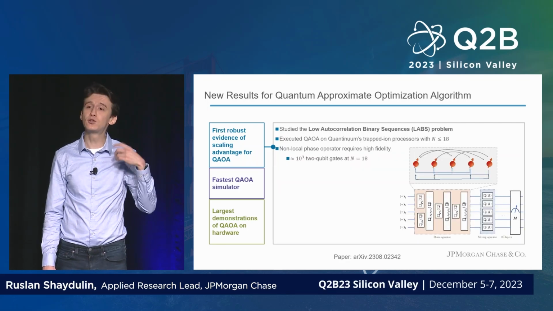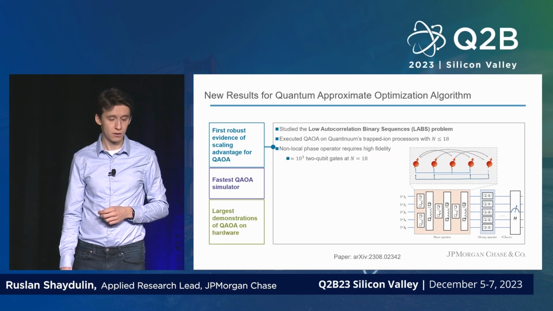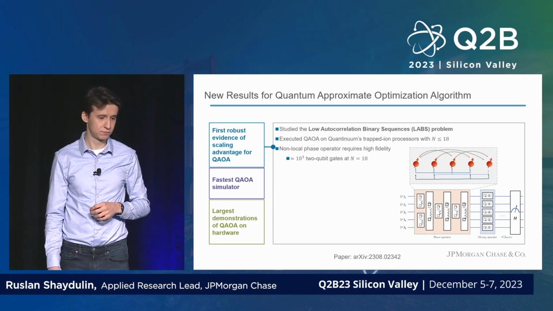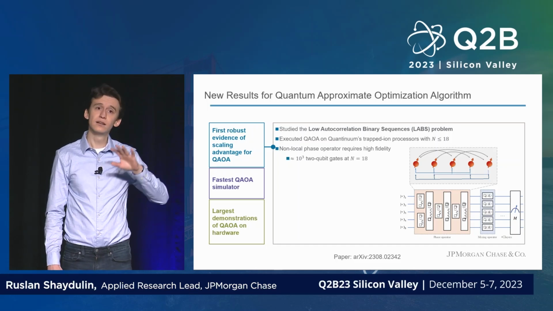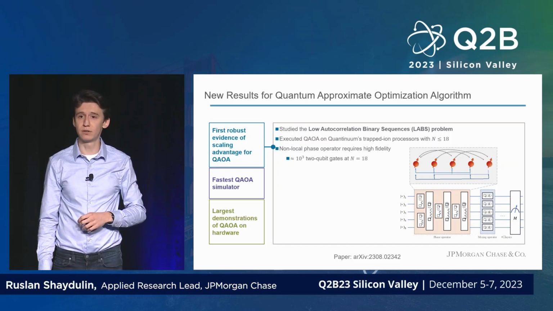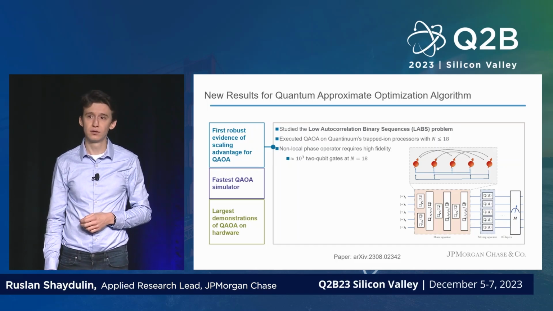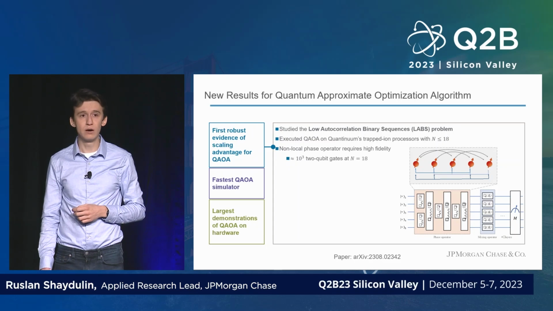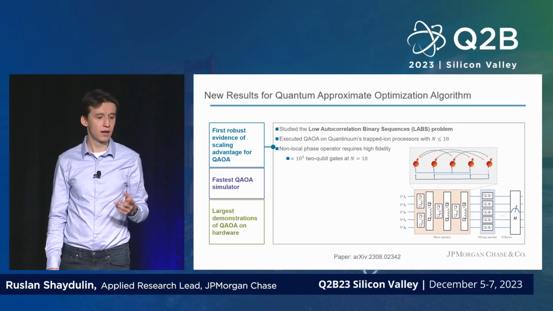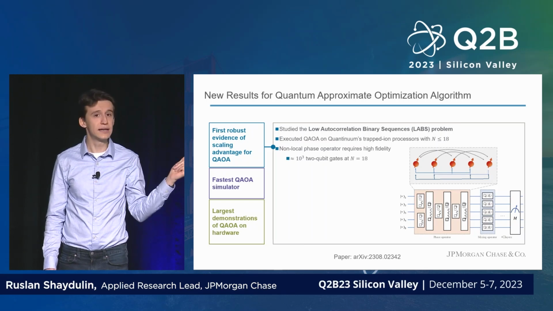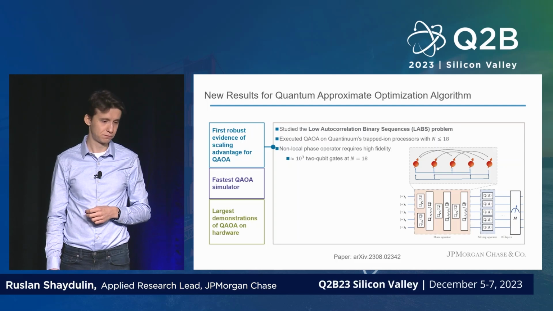Now, to take a step towards implementing this on hardware, we have run some small-scale experiments on the Quantinuum Trap-10 processor. When I say small scale, it's bigger scale than was possible even recently, because implementing the phase operator for this problem requires a lot of gates. Remember, our objective is quartic, and it's high density. So even at n equals 18, only 18 variables, you're already looking at about 1,000 two-qubit gates.